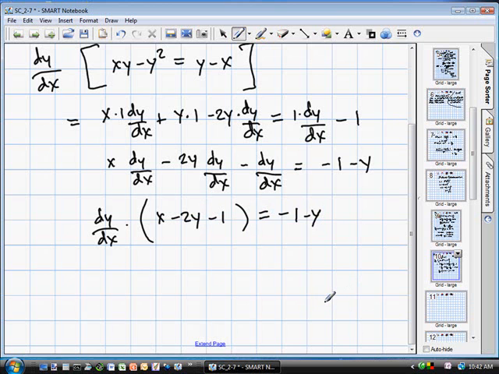And then to finish it off, we want dy dx by itself. So take that big old thing that's being multiplied and divide both sides by it.